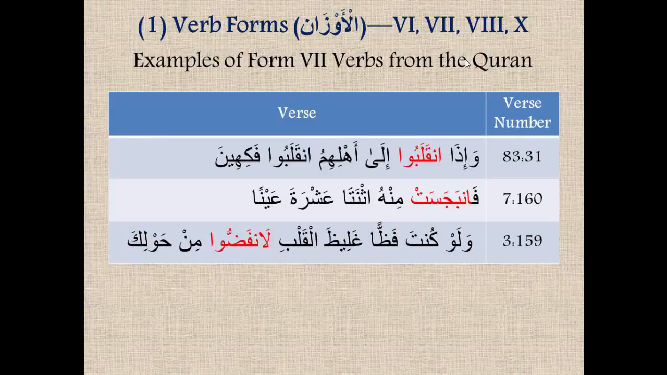Some Form 7 verbs taken from the Quran. وَإِذَا انقلبوا إِلَى أَهْلِهِمُ انقلبوا فَكِهِينَ, the verb انقلب. فَانْبَجَسَتْ مِنْهُ اثْنَتَا عَشْرَةَ عَيْنًا, so we have the verb انبجس. ولو كنت فظا غليظ القلب لانفضوا من حولك, انفض ينفض, another Form 7 verb.